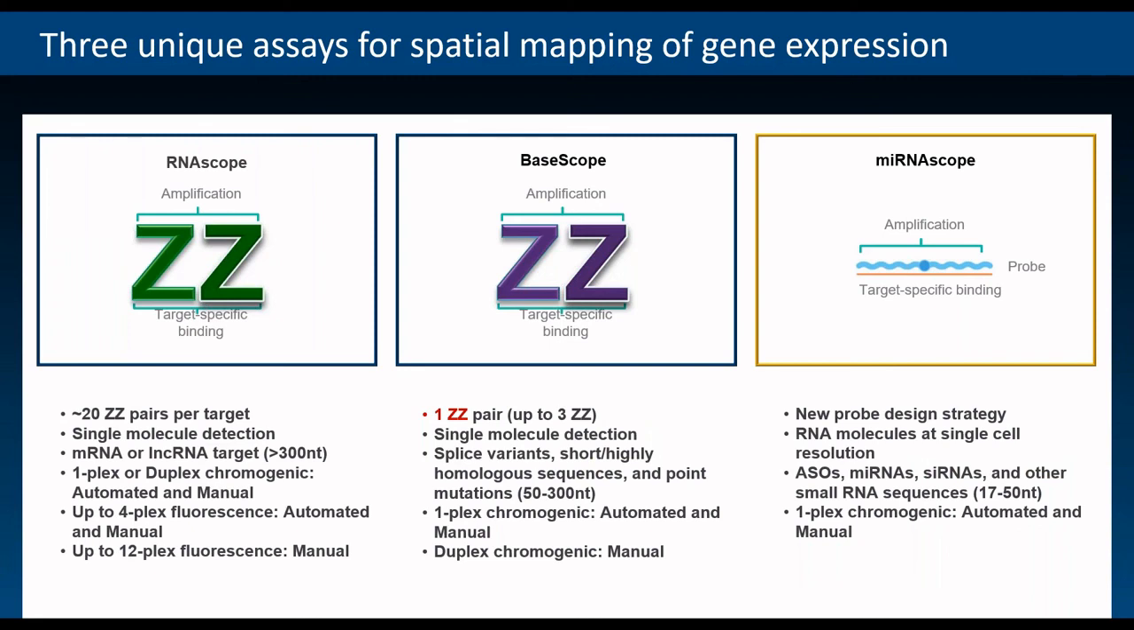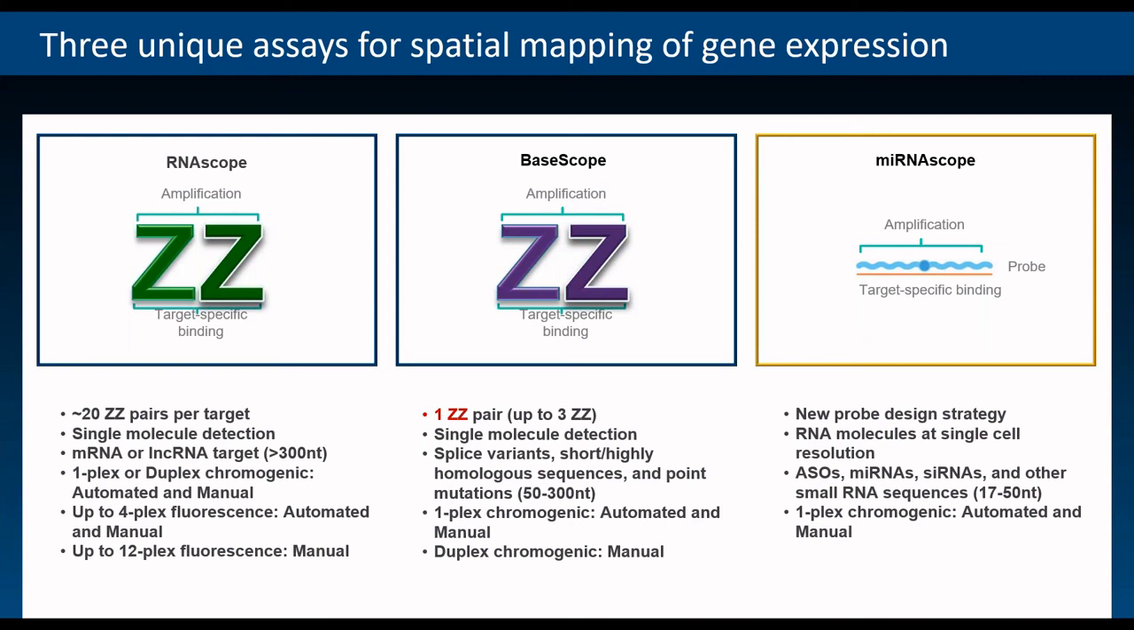The RNAscope technology includes 3 unique assays to detect RNA in the tissue context at single molecule sensitivity with single cell resolution. This means that a single dot represents a single RNA molecule or target. These 3 assays are RNAscope, BaseScope, and microRNAscope. The RNAscope assay is applicable for mRNA or non-coding RNA greater than 300 nucleotides in length and is available in singleplex or duplex chromogenic or as multiplex fluorescent assay, which can detect up to 4 targets simultaneously.